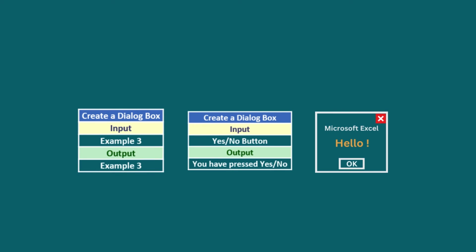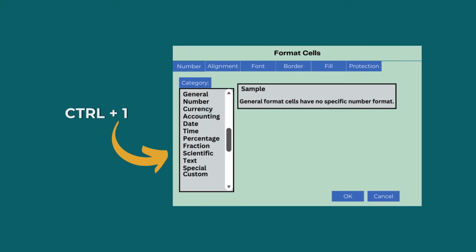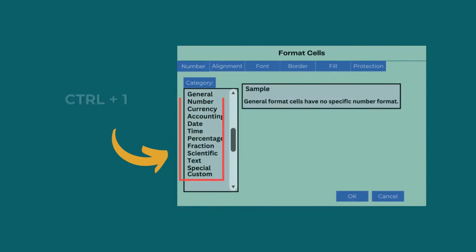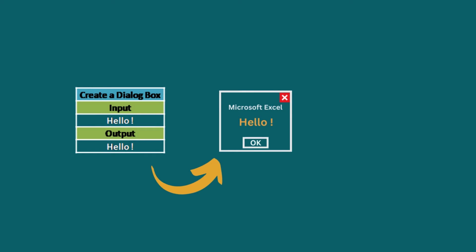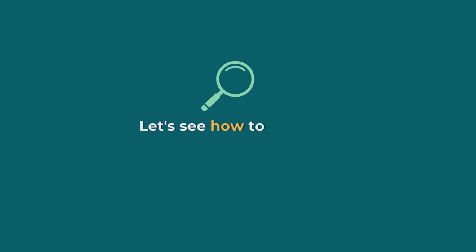You must have noticed different kinds of built-in dialog boxes in Excel. Using Control 1, we get the Format Cells dialog box where we can choose different options. Now for direct operations, we can create and modify different types of dialog boxes as we wish. Let's see how to do that.